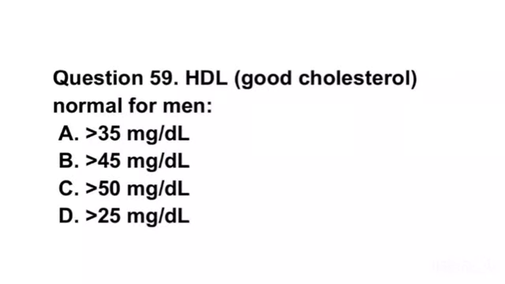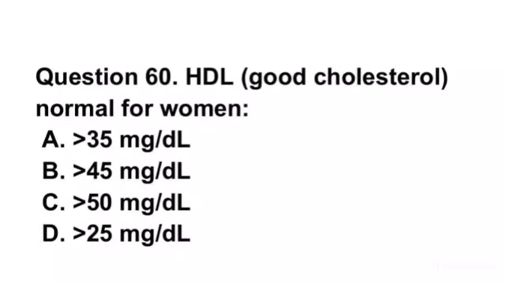Question 59. High-density lipoprotein, HDL, good cholesterol, normal for men. A. Greater than 35 mg per deciliter. B. Greater than 45 mg per deciliter. C. Greater than 50 mg per deciliter. D. Greater than 25 mg per deciliter. Answer: A. Greater than 35 mg per deciliter.